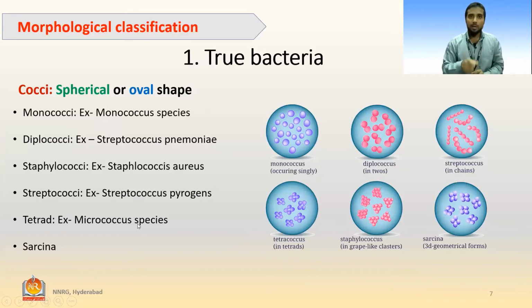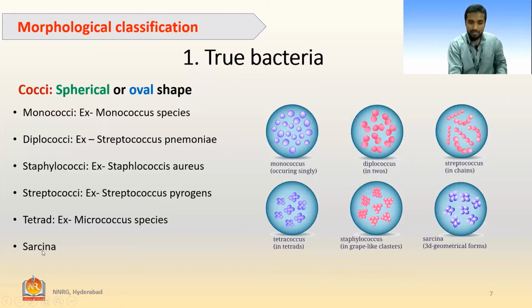And the tetrad. The meaning of tetrad is four, right? So in tetrad, four bacterial cells will be attached in this way, two above, two below, and on the other side two above, two below. So it will be like this: two, two, two, two. So you can see here tetracoccus. It means four. Since it is a two-dimensional view, we are able to see only two, whereas it also has two behind. So it is tetrad, and the example is Micrococcus species.